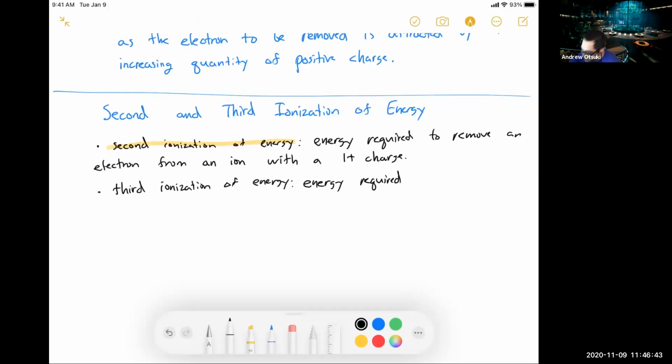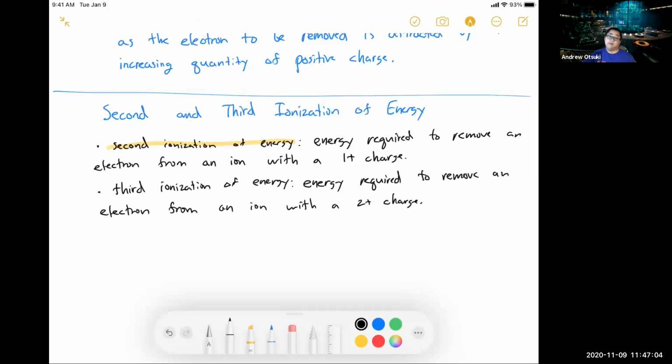So the third ionization energy is the energy required to remove an electron from an ion with a 2+ charge.